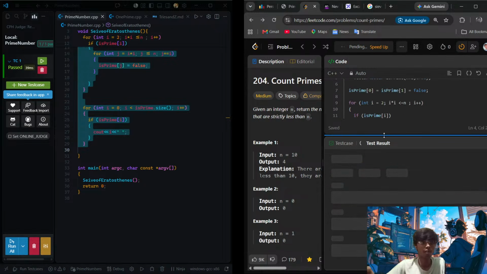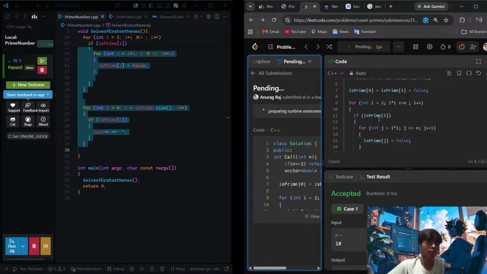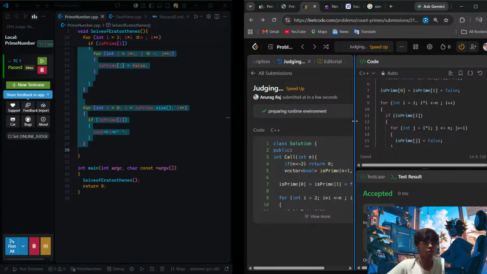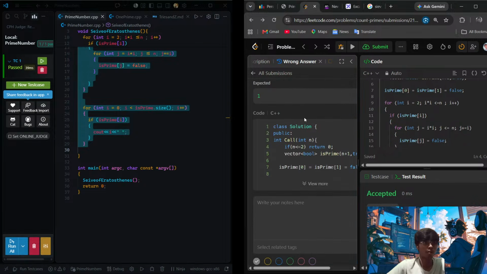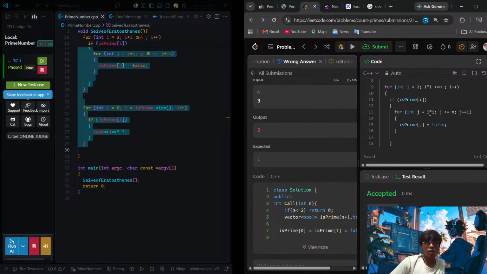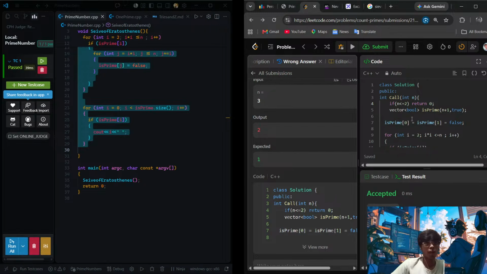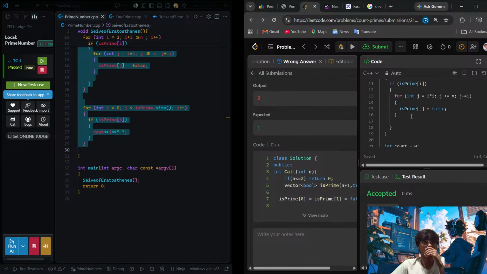So let's try this solution. Will this solution be accepted? Will it be fully accepted? I will get the wrong answer. Why will I get the wrong answer? For n equal to 3. For n equal to 3, I got 2. So first I have to understand what has basically been printed.